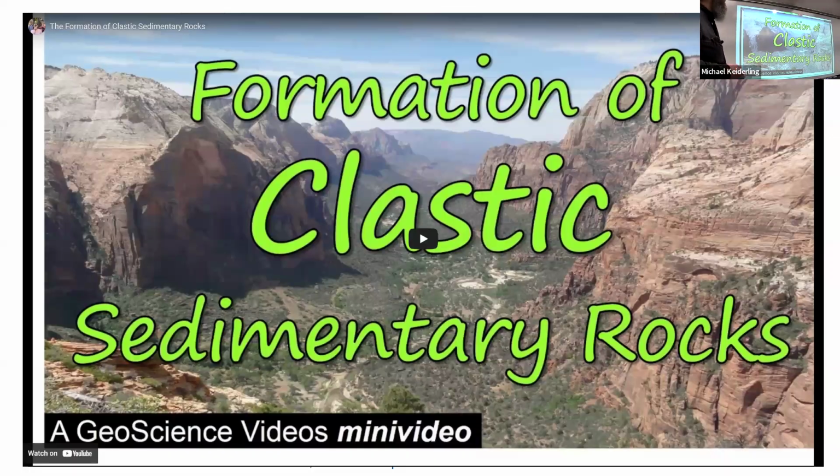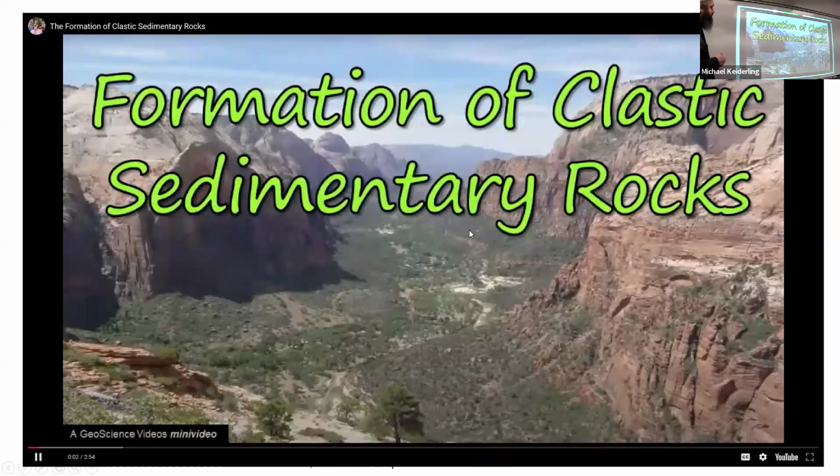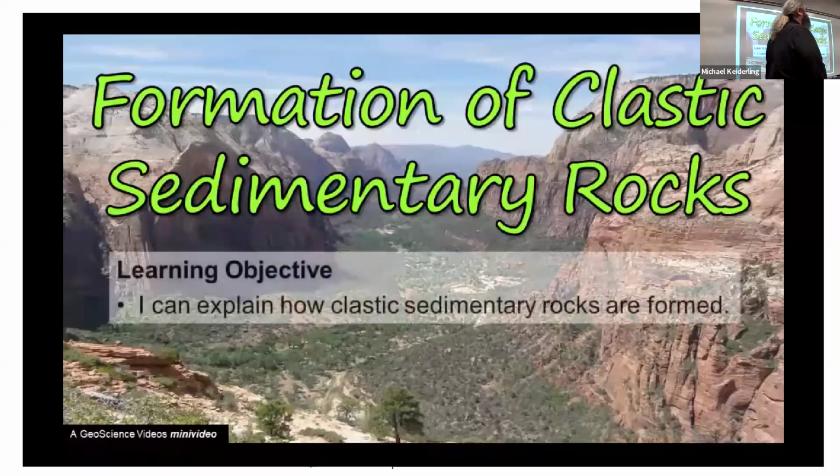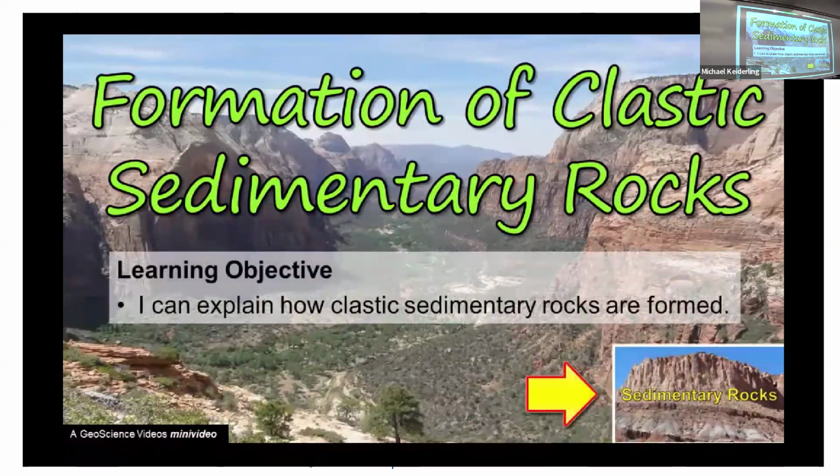So this is a short video about the formation processes of clastic sedimentary rocks. Clastic rocks are the most common type of sedimentary rocks found on Earth's surface. This mini video describes how these rocks are formed. Check out this related video for a discussion of the classification for all types of sedimentary rocks.